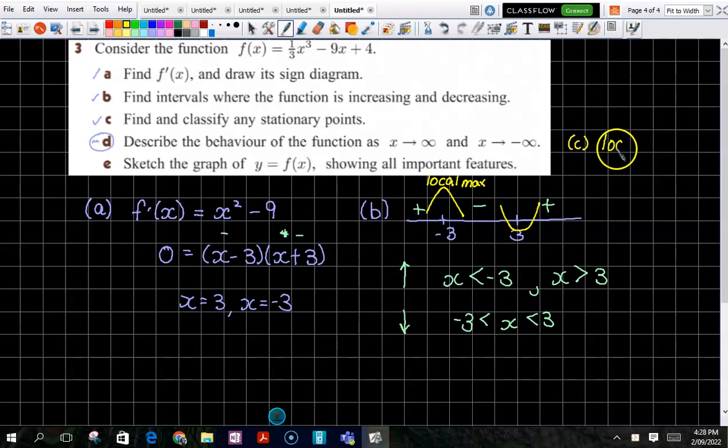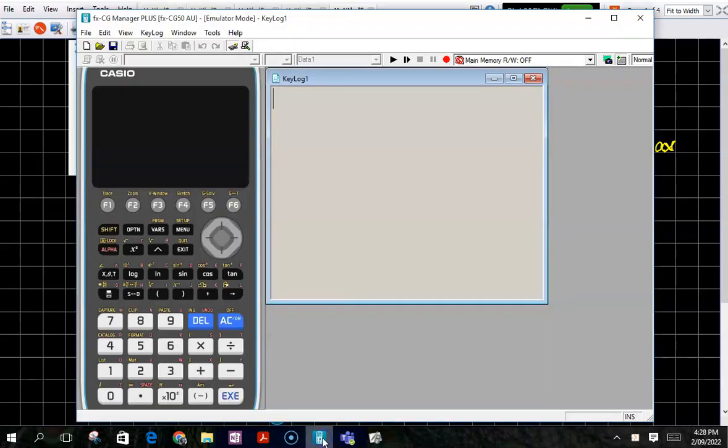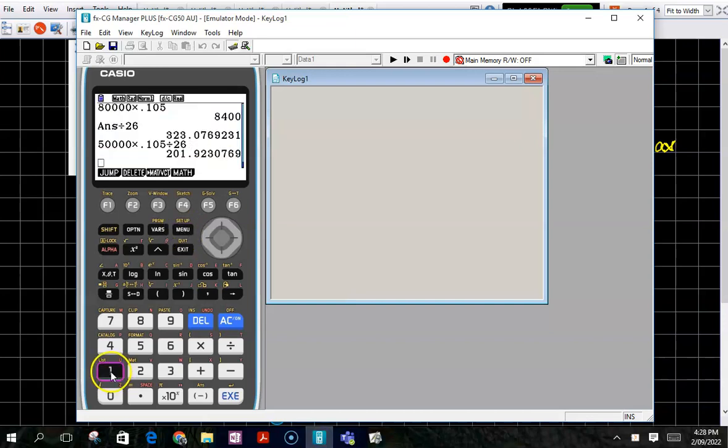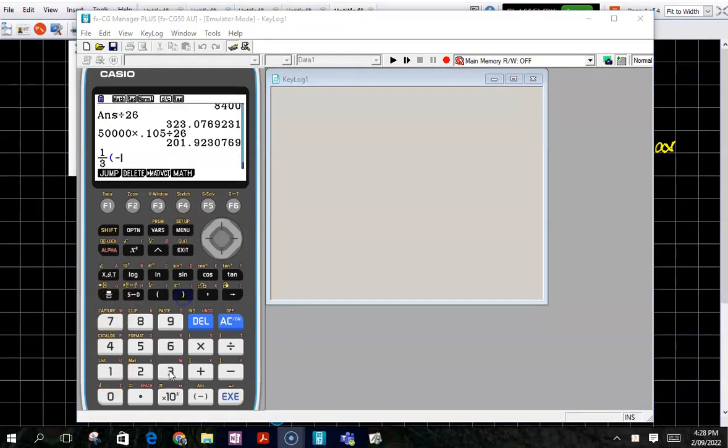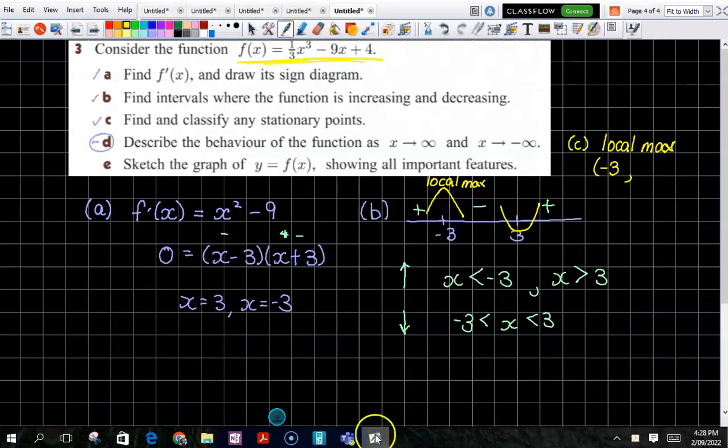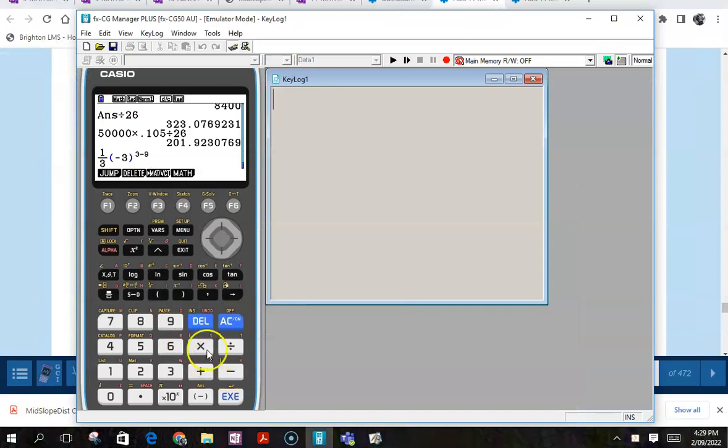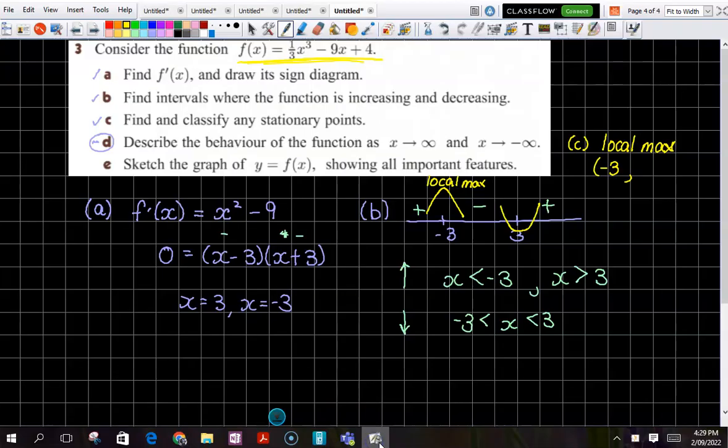So we'll say it's our local max. Oops, that's meant to be an x. Minus 3, that's our x value. How do we find our y value? Well, again, what's the thing that says y equals? It's this thing here. So we have to pop minus 3 back into that. So let's grab our calculators. Menu 1, we will say 1/3 minus 3 cubed, take 9 times negative 3 plus 4.